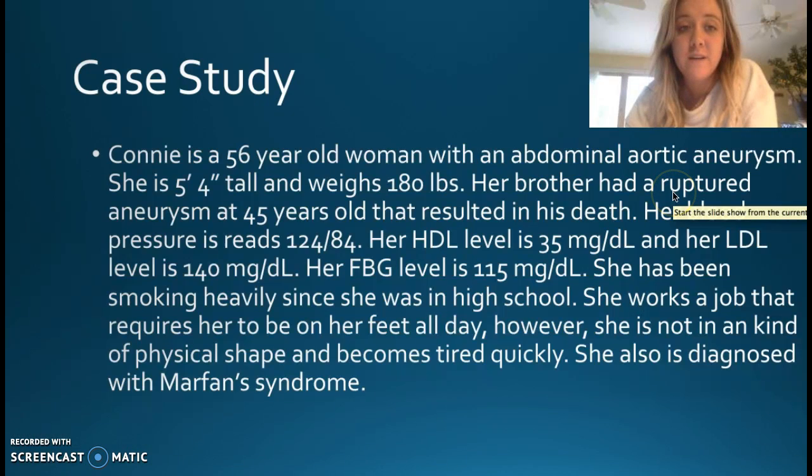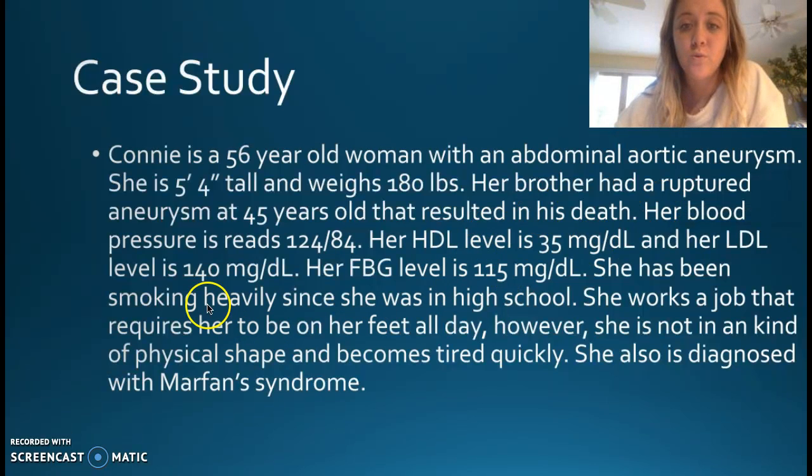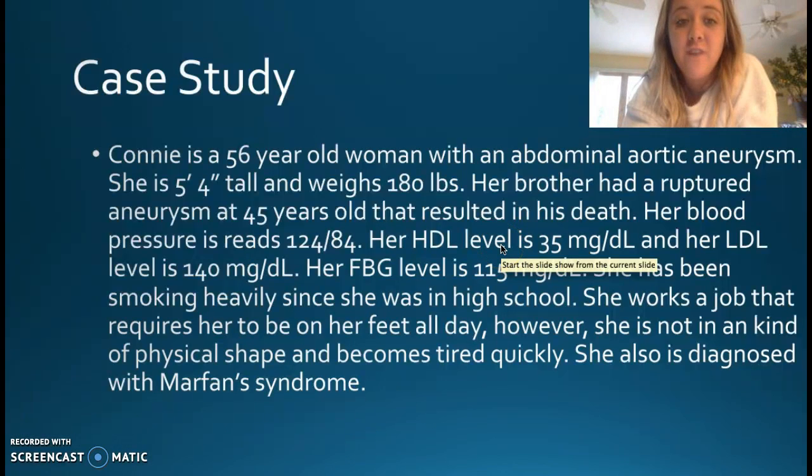So to better help you guys understand aneurysms and exercise, I made a small case study that I can explain exercise prescriptions to you guys. So I used a woman, Connie, who is 56 years old with an abdominal aortic aneurysm. Connie is 5'4" and weighs 180 pounds. Her brother had a ruptured aneurysm at 45 years old that resulted in his death.